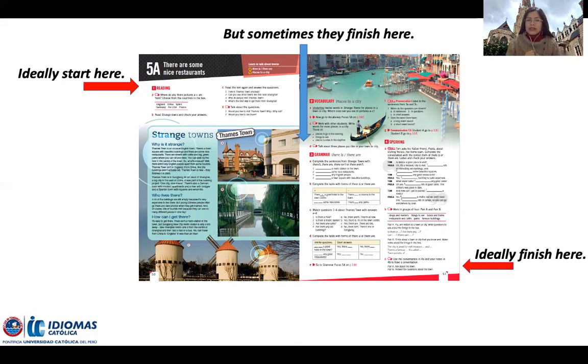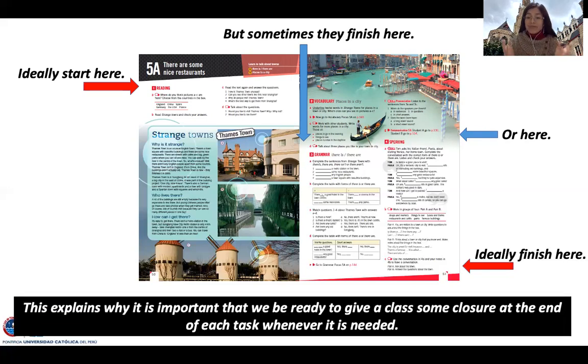So what can I do? I say, if my lesson objective was to describe towns using there is, there are, and vocabulary about places in the city, here I cannot assess that yet, or I cannot have my students produce language using there is, there are, because I haven't introduced that. Or what happens if, okay, I get to do the grammar, okay. But this grammar section had some mechanical exercises, some tables to complete, but did not have any production task, or it was minimum. So this clearly explains why it is important that we be ready to give a class some closure at the end of each task whenever it is needed.